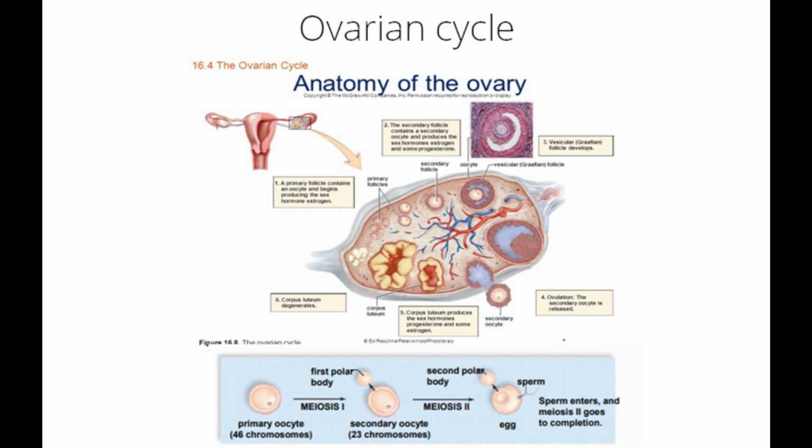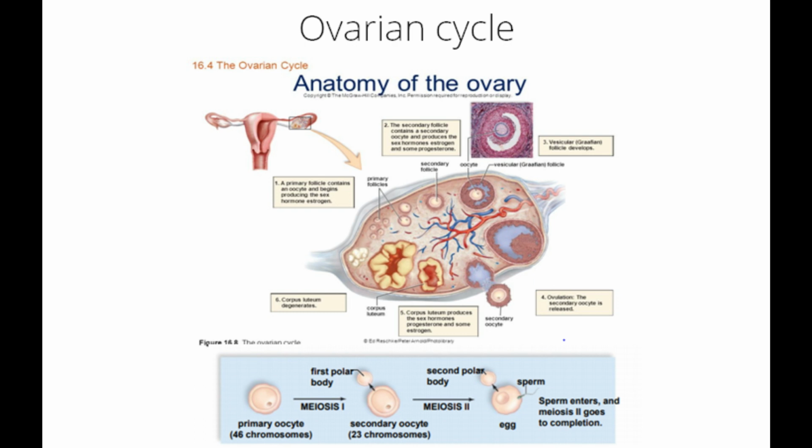So we move on to the upper picture, which is the ovary and the process of ovulation itself. First, a primary follicle contains a primary oocyte, then it will develop into the secondary follicle that contains the secondary oocyte. The secondary follicle will develop again to produce the vesicular follicle, which is the Graafian follicle.